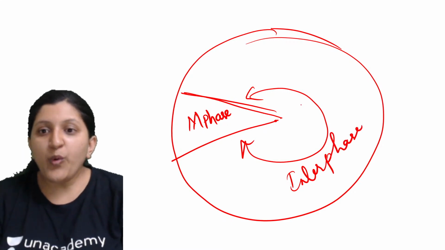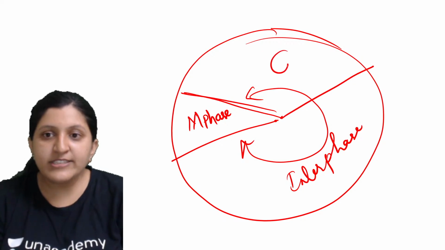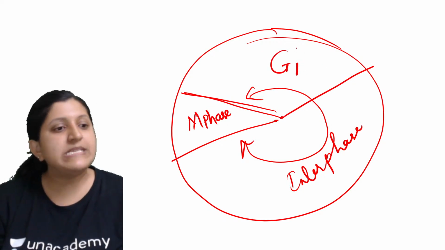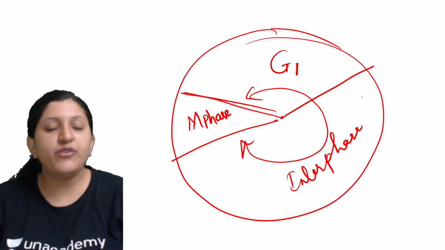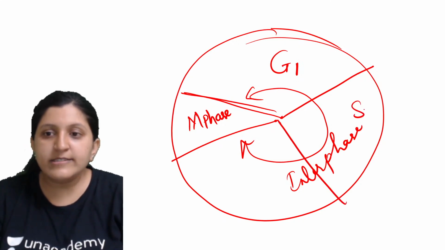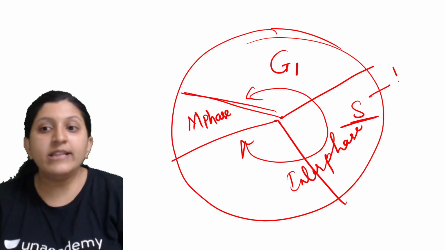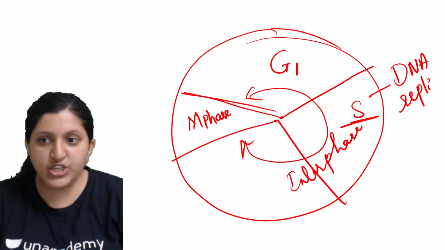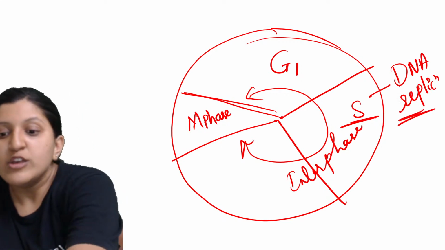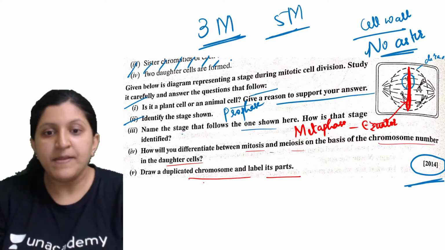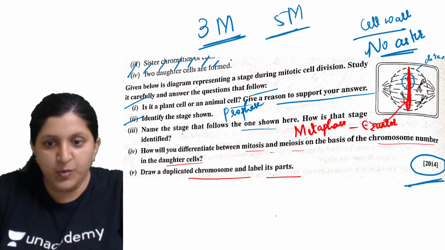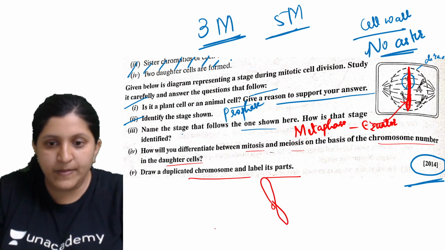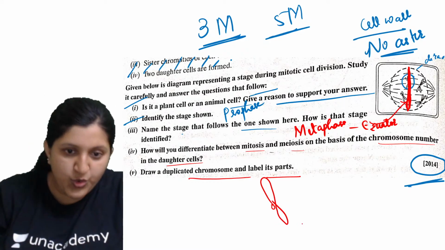So what exactly happens in the G1 phase? In the G1 phase you can see different changes. Basically, raw materials are kept ready for the S phase, and in the S phase the DNA is going to replicate. So DNA replication happens here. With respect to that, draw a duplicated chromosome, instead of the two arms of a chromosome like this.